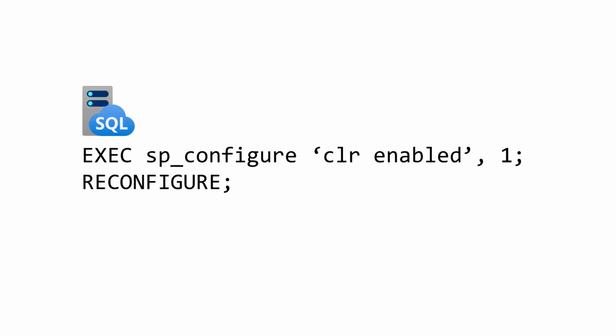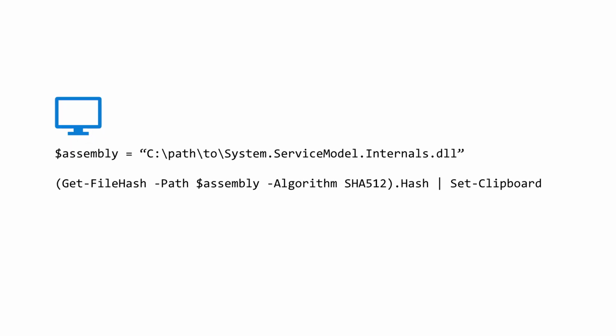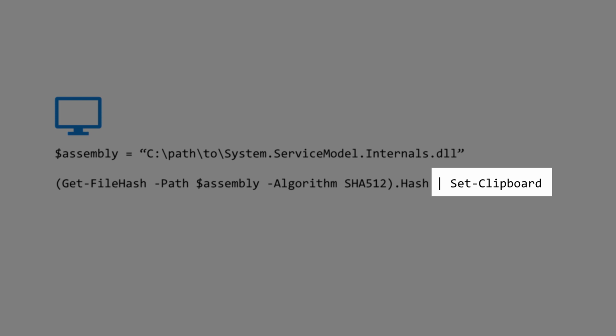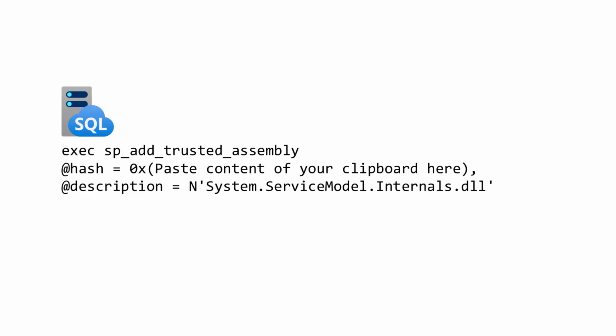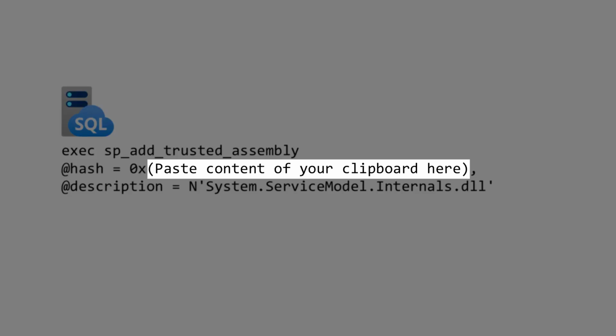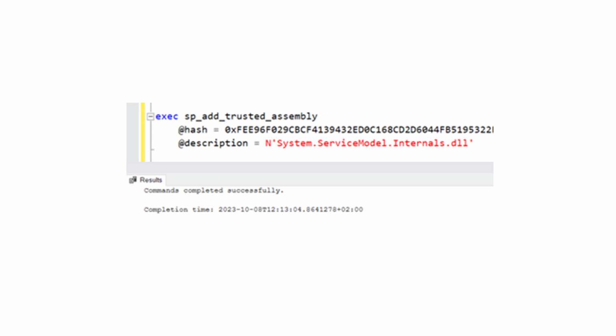First, you need to connect to your Azure SQL Managed Instance and run sp_configure 'clr enabled' in order to enable SQL CLR. Then, on your client machine, you would load the assembly through PowerShell, get the file hash, and put it into the clipboard. Then you would again go into SSMS connected to Azure SQL Managed Instance to run sp_add_trusted_assembly, pasting the clipboard content into the hash variable. If it all goes well, you should receive the following success message.